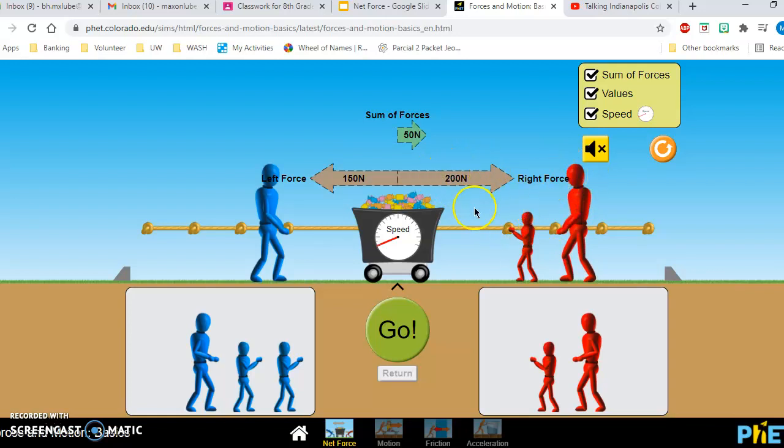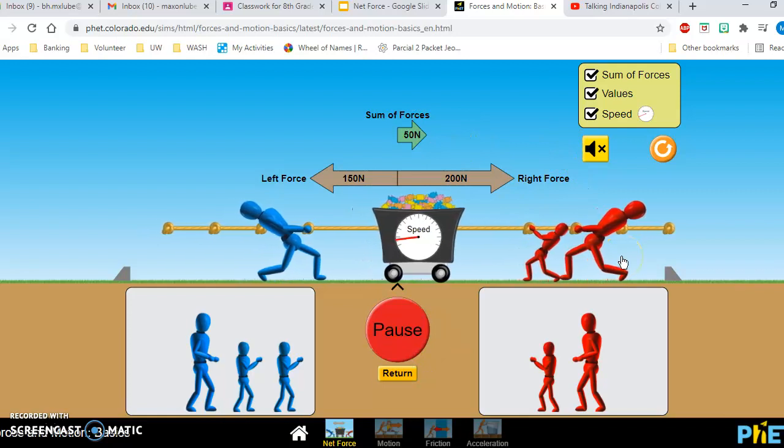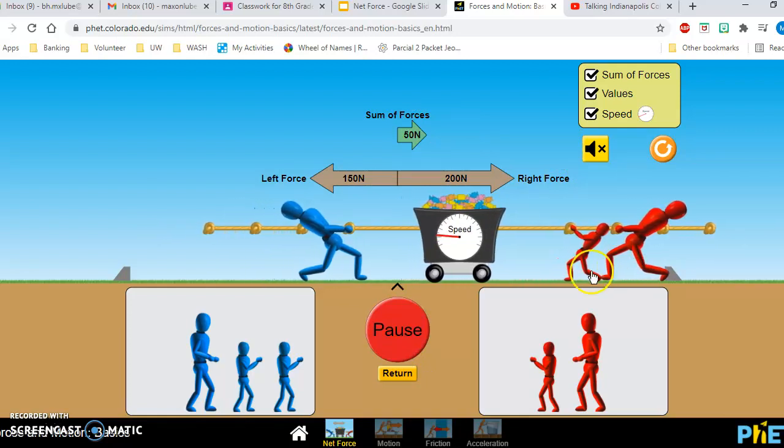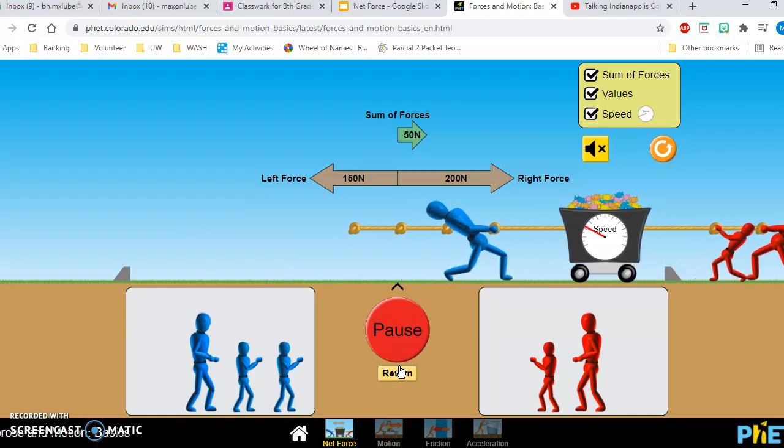So now we have two people pulling against one person. Our sum of forces, because 200 is bigger than 150, is going to make us go to the right. So we can see we're pulling all the way to the right until the red team wins.